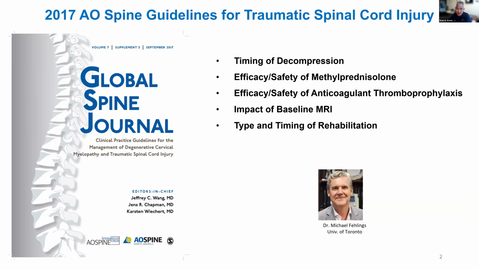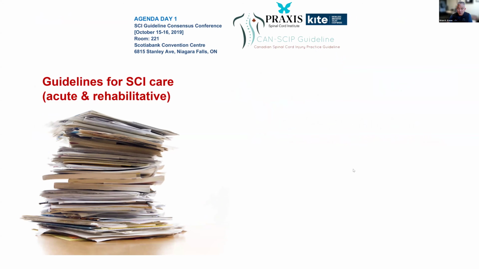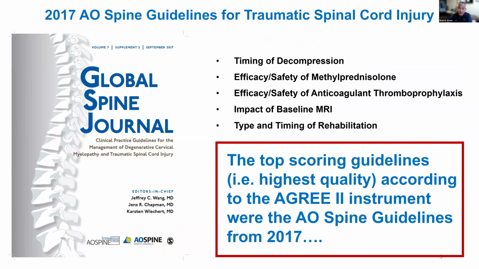These are published and available in the Global Spine Journal, and they introduced a very important methodology around how to do guidelines. There is actually a way to evaluate the rigor and quality of guidelines. We went through a process sponsored by Praxis back in 2019, just before the pandemic, where we graded all of the guidelines for spinal cord injury. There are hundreds of them, not just in surgical management, but in bowel and bladder management, pain management, etc. What emerged from that process, according to this instrument that grades the quality of guidelines, was that the top scoring guidelines were the AO Spine guidelines that Michael had led in 2017.